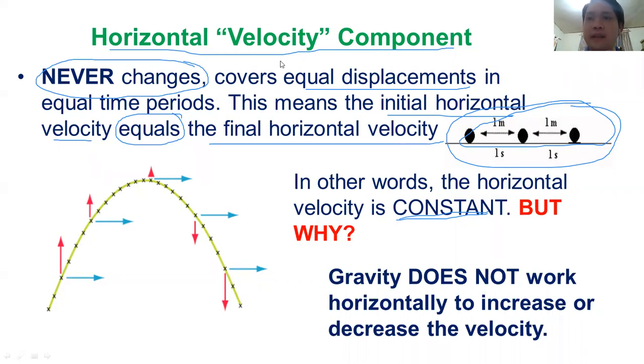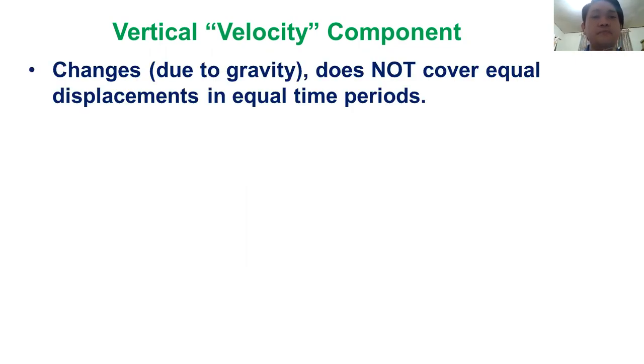So, very clear. Next, after talking about the horizontal velocity component, we will now talk about the vertical velocity component. In the vertical velocity component, we can describe that these are changes due to gravity. That means it does not cover equal displacements in equal time periods, unlike in the horizontal velocity component. Again, I'll repeat, in the vertical velocity component, it changes due to gravity.